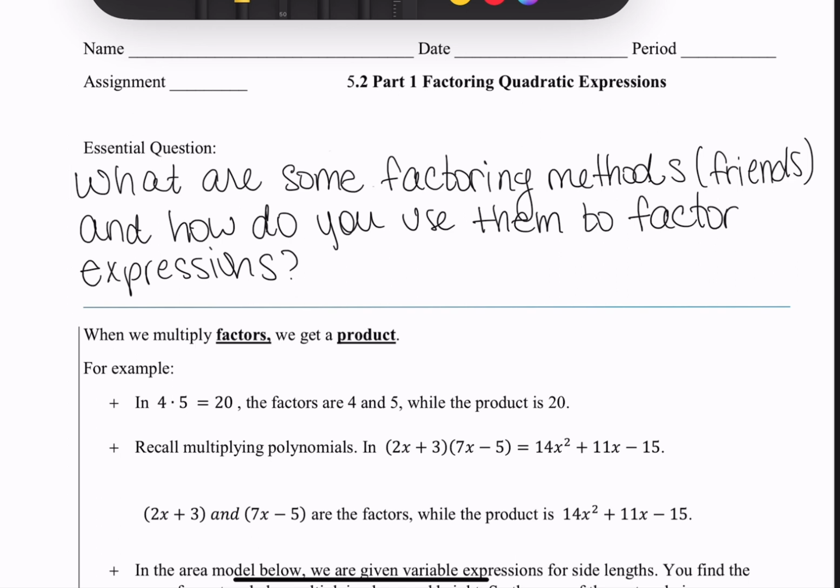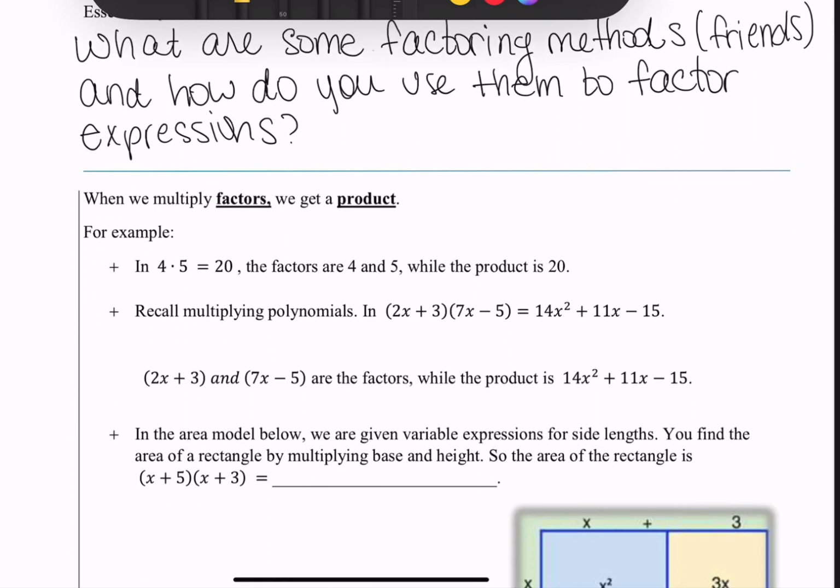We'll call these our friends. And how do you use them to factor expressions? So let's review a little bit of vocabulary. When we multiply factors, so factors are two or more numbers that are getting multiplied, and when you multiply those factors together, you end up with a product. So for example, in 4 times 5 equals 20, the factors are actually 4 and 5, while the product is 20. So the numbers that are being multiplied together are your factors. Your product is 20.